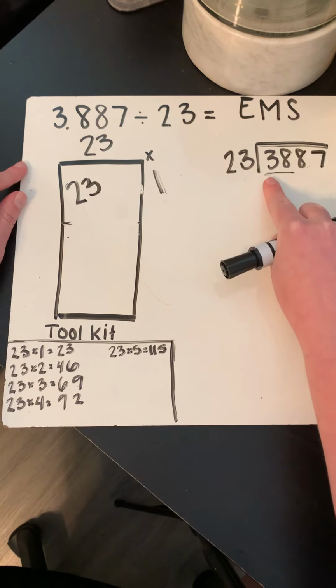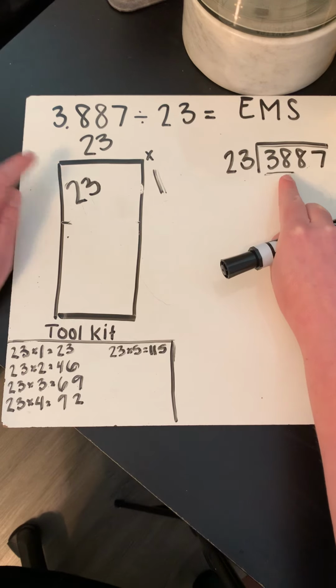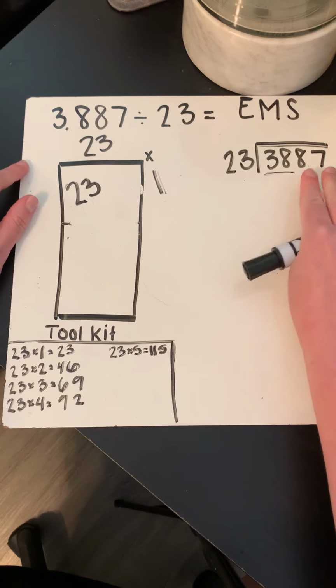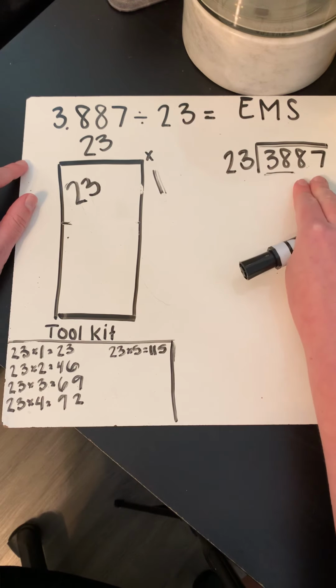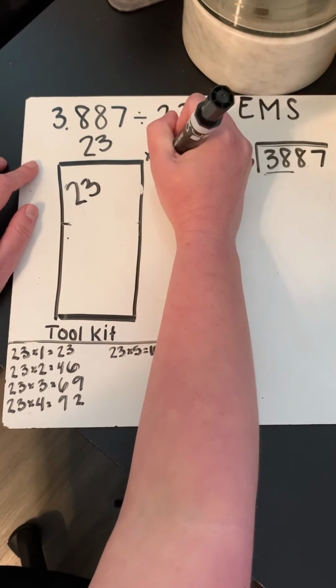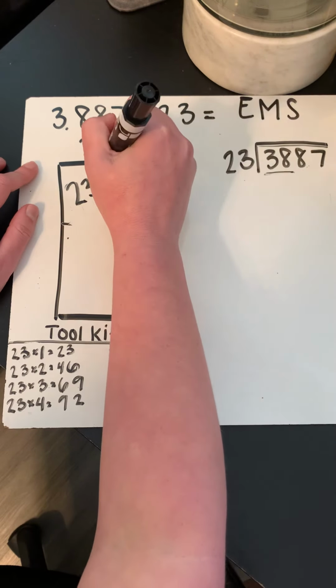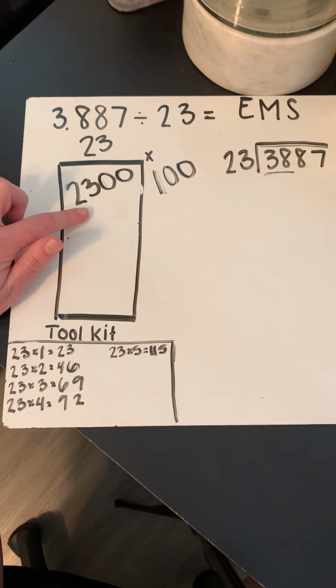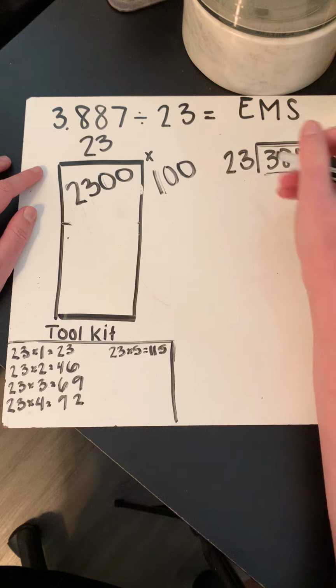Now, this 3 is in the thousands, this 8 is in the hundreds. So I need this 2 to be in the thousands and this 3 to be in the hundreds. So I need to add 2 zeros. I'm pointing to these non-underlined numbers because that's kind of a hint of how many zeros we have to add. So I'm going to add 2 zeros over here and 2 on the inside. Okay, now I take my inside number and I'm going to subtract it from my dividend.